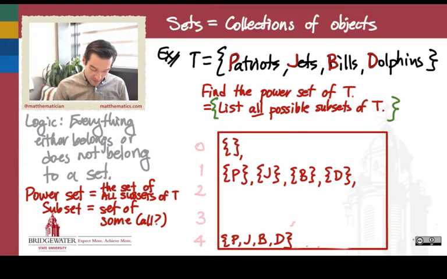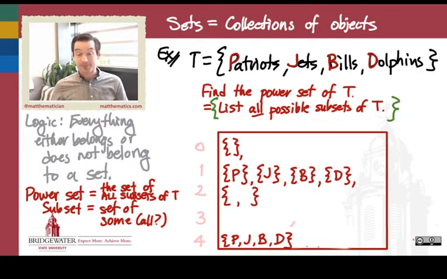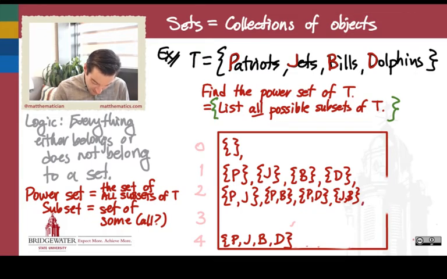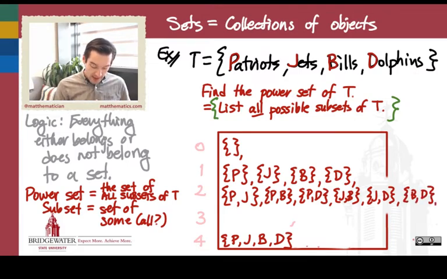What about all of the subsets of T that have two elements in them? This, by the way, we can think of as the set of all possible matchups that we can make of AFC East teams with one another, right? So when the Patriots play the Jets, we can think of that as a two-element subset of the set of AFC East teams. And there's a bunch of others, right? The Patriots could play the Bills. The Patriots could play the Dolphins. The Jets could play the Bills. The Jets could play the Dolphins. And the Bills could play the Dolphins. So we have a bunch of two-element subsets that we could list. And in each of those, 1, 2, 3, 4, 5, 6 two-element subsets, is one of the elements in the power set.